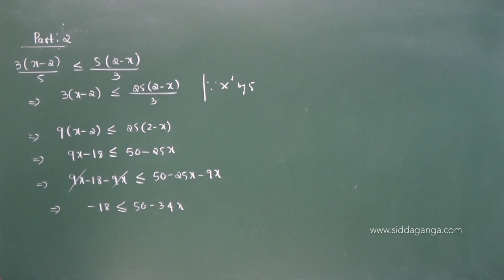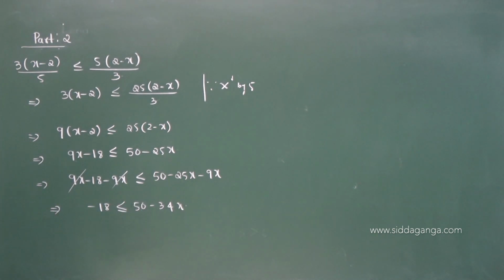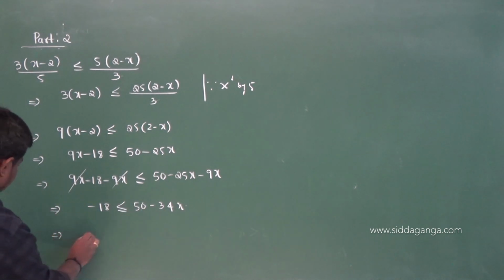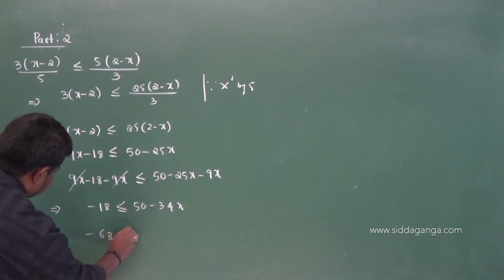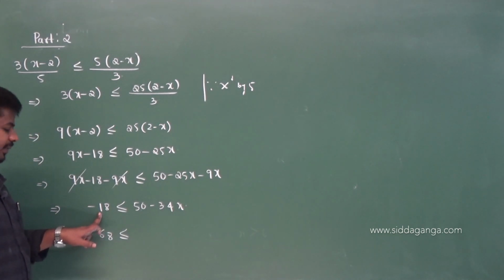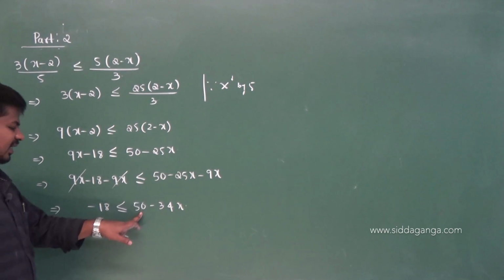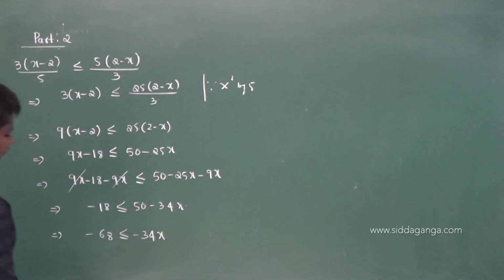Okay, now we have 50 here, right? So remove 50 by adding minus 50. So minus 50 minus 18 is minus 68, right? Added minus 50. Minus 50 minus 18 is minus 68, here minus 50 plus 50 gets cancelled, we get minus 34x. So divide by minus 34.